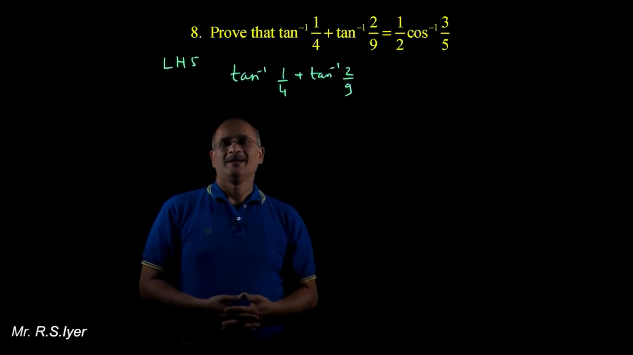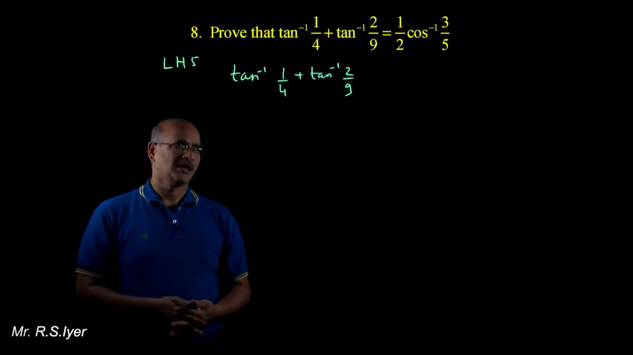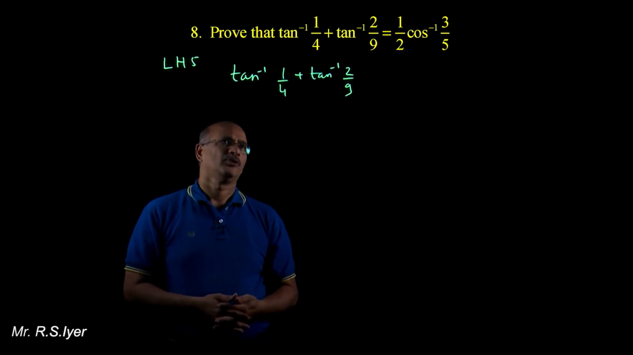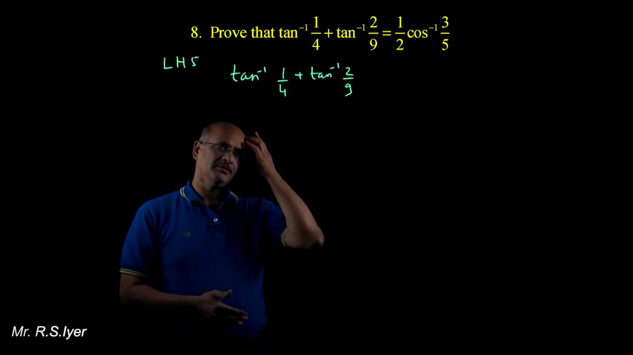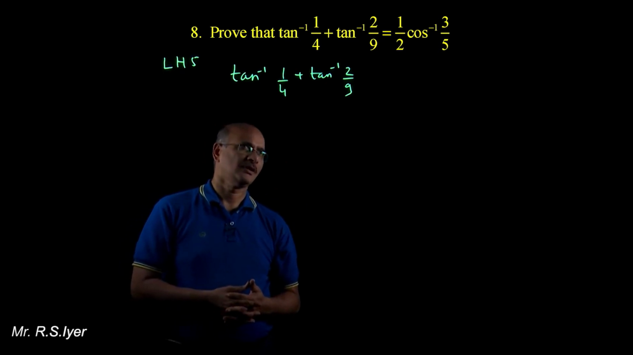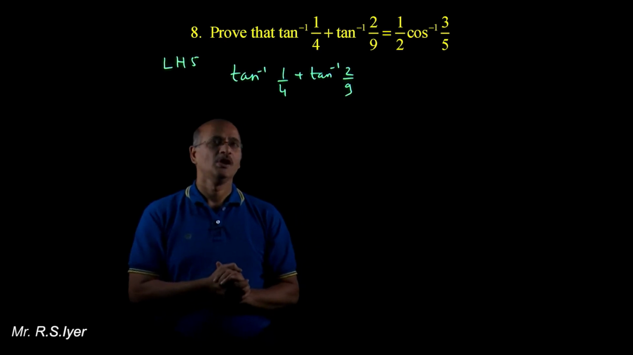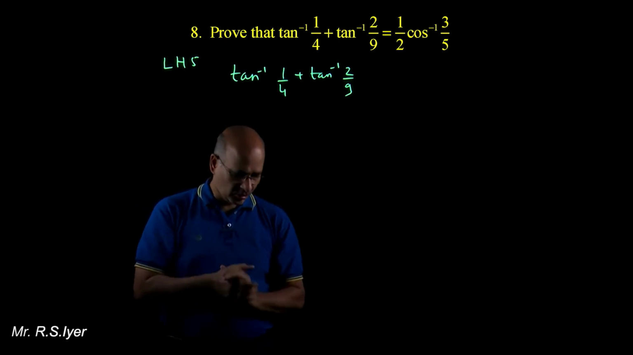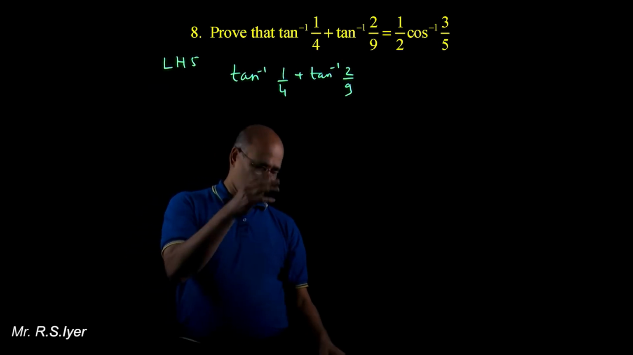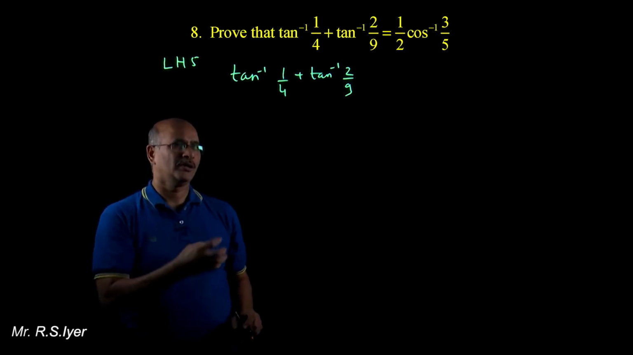Hi there. This question is the last part of this session. Tan inverse 1 by 4 plus tan inverse 2 by 9, and it is nothing but proving 1 upon 2 cos inverse 1 by 5. Okay. Now let us look at the LHS. Now this sum is slightly different, but not in terms of application of formula. So let us see how I do that.